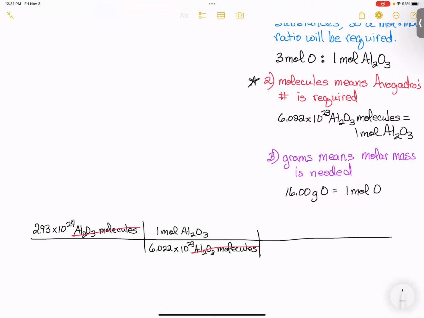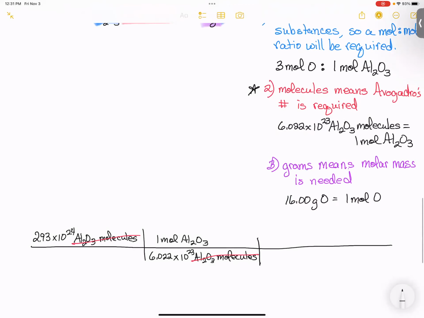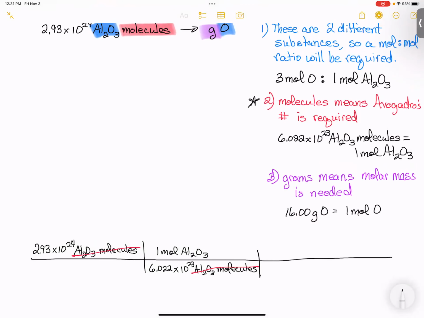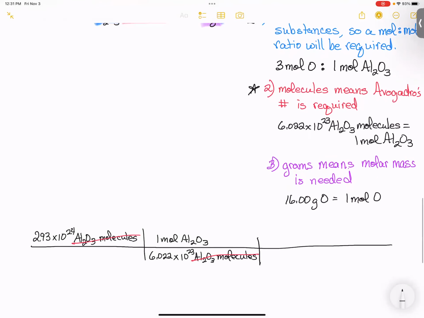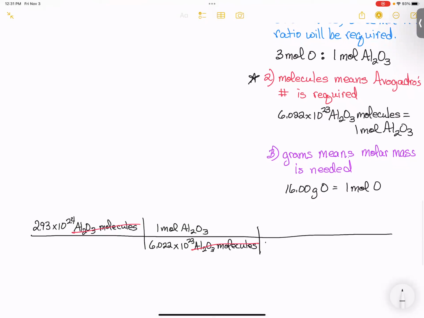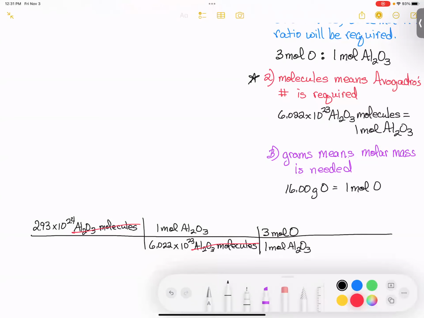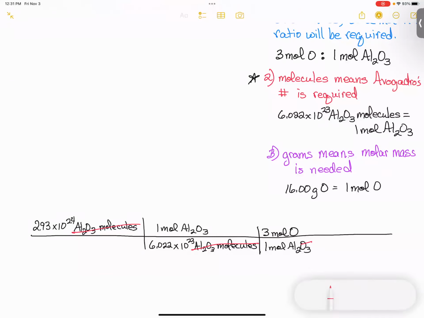You need a conversion factor that allows you to go from Al2O3 to oxygen. So we're going to be using our first one. For every 1 mole of Al2O3, there are 3 moles of oxygen. The mole of Al2O3 went in the denominator so that the unit and the substance would cancel, leaving moles of oxygen.